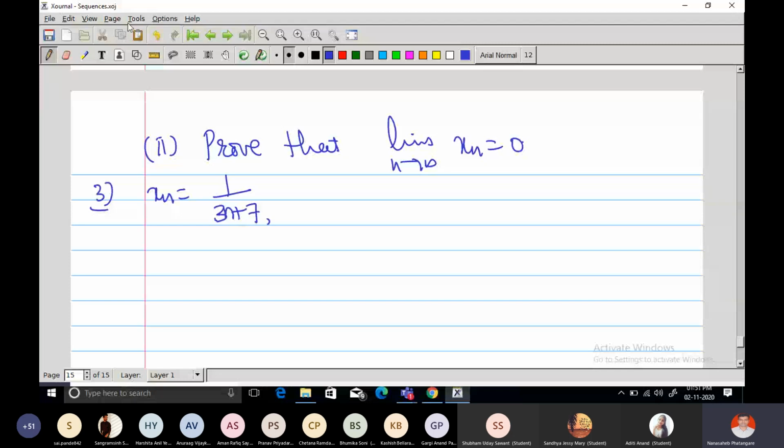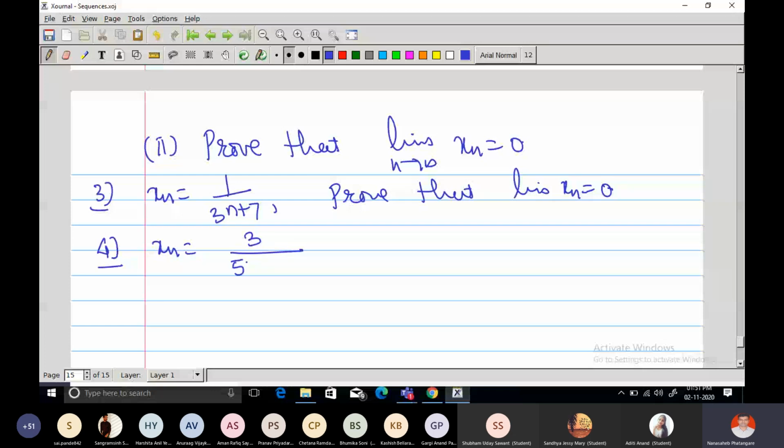Xn is equal to 1 upon 3n plus 7. Prove that the limit of xn is 0. Now, do you understand the meaning of the limit of xn being 0? How to prove this? Prove that.